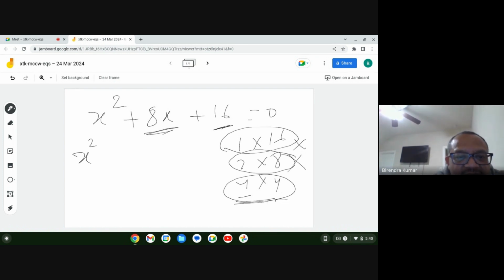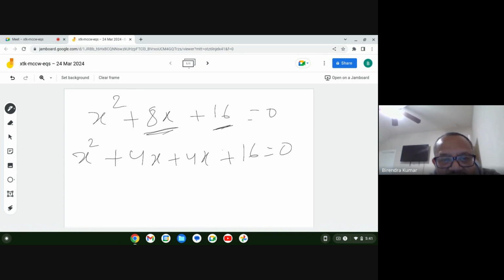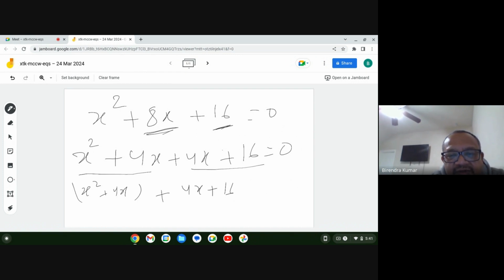So I can always say, let me first clear some space here. 4 plus 4 is the option that it looks like. So what I'm doing is, I'm breaking 8x into two parts. 4x plus 4x plus 16 equals 0. Take first two, take last two as a group. Here, x square plus 4x is one option. 4x plus 16 is second option.